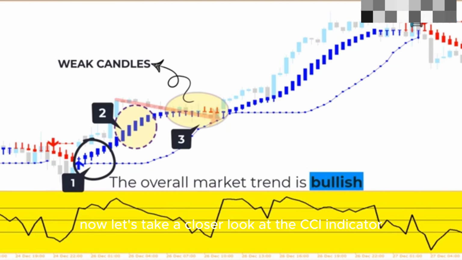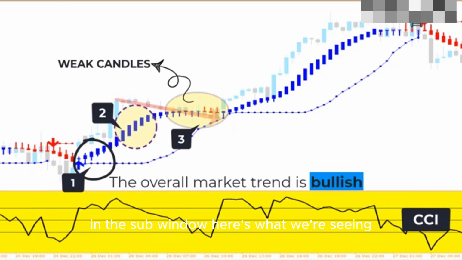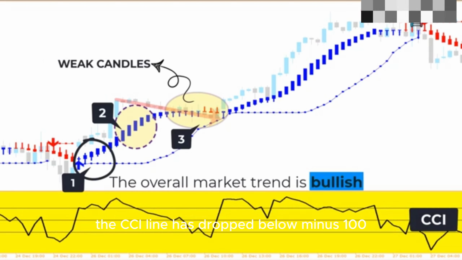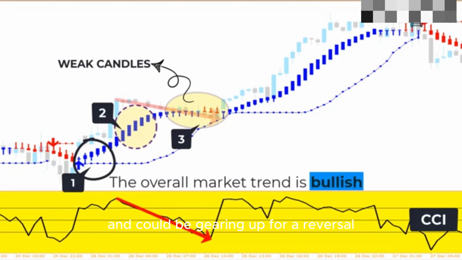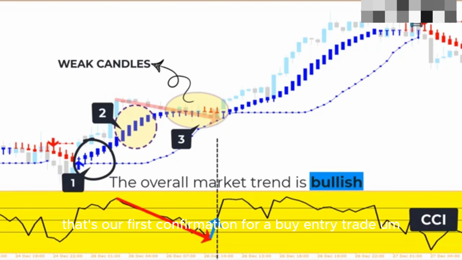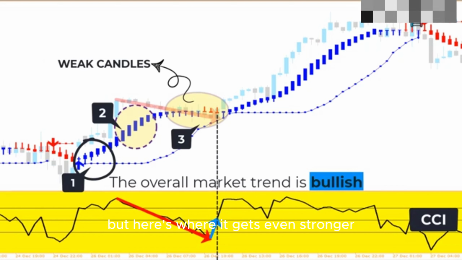Now let's take a closer look at the CCI indicator. In the sub-window, the CCI line has dropped below -100, signaling that the market is in an oversold condition and could be gearing up for a reversal. So what's the key trigger? If the CCI line starts moving upward and breaks above the 50 level, that's our first confirmation for a buy entry trade.